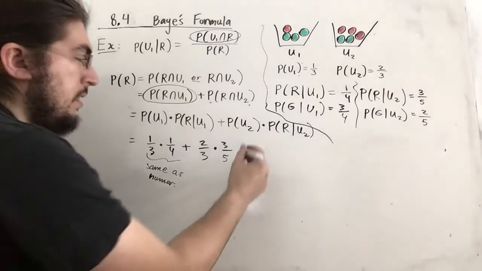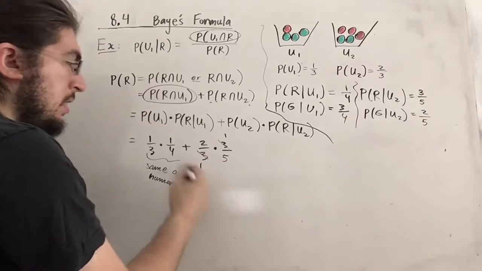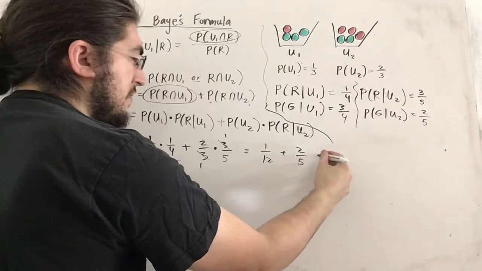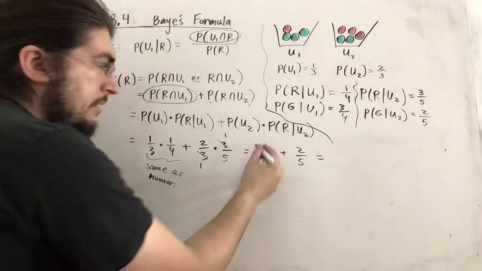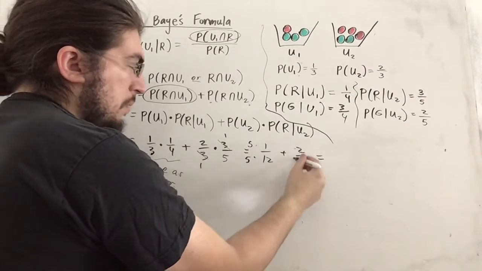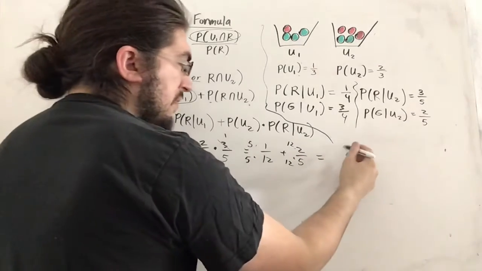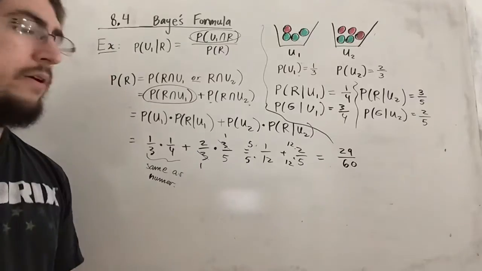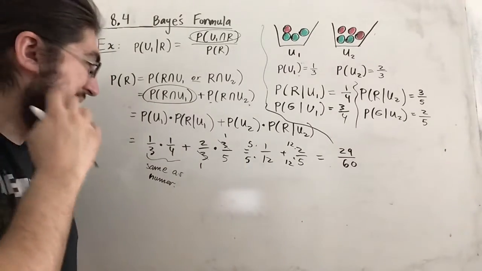Okay. So now these cancel out. This is 1/12 plus 2/5. We can find a common denominator, multiply this by 5, multiply this by 12. We get 5 plus 24, which is 29/60. All right. And yeah, so there we go.